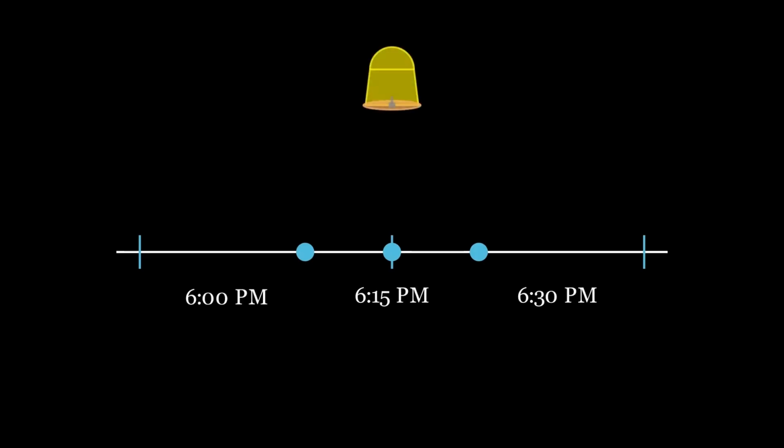Now to explain PPM, imagine you have a bell. Each time you ring it, it indicates that dinner is ready. Another way you can use the same bell is by ringing it at different times.